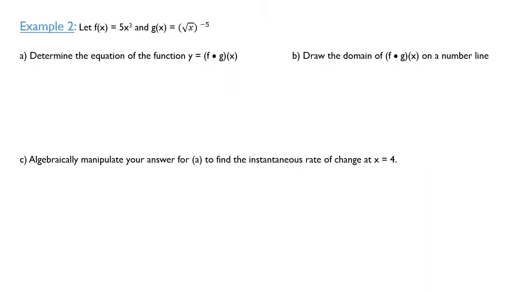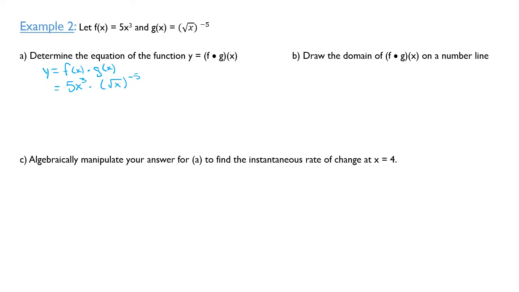Example 2. f at x is a cubic. g at x is, well, it's a radical with a negative exponent. That's new. Determine the equation of the function f times g at x. Remember, we can write it instead as y equals f at x times g at x. So let's just substitute in with our equations. f at x is 5x cubed, and g at x is square root of x to the power of -5.